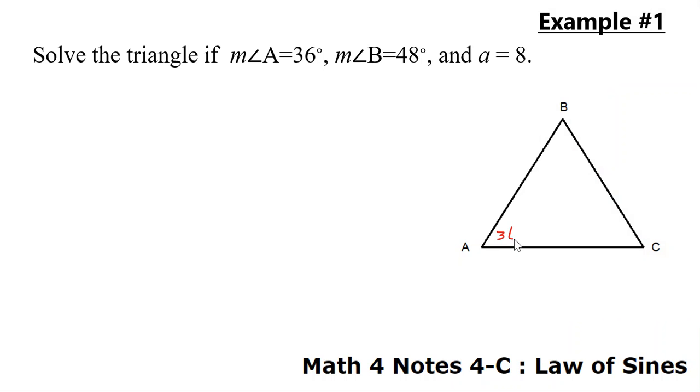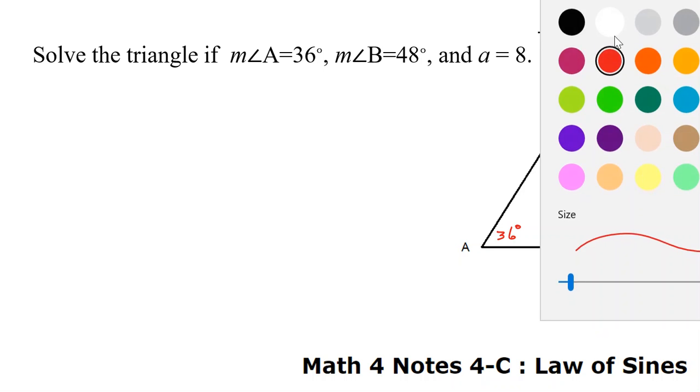Angle A is 36 degrees, and angle B is 48. And little a, which is across from big A, is going to be 8. We're supposed to solve the triangle, that is to say, find all of the angles and all of the sides. First of all, I'm going to pick the easy one. If I add those two angles and add C, they should add up to 180, which leaves me with 96 after I subtract the other two off. Now that should be helpful.